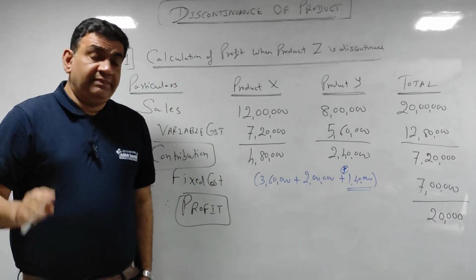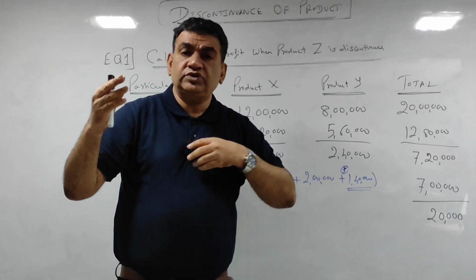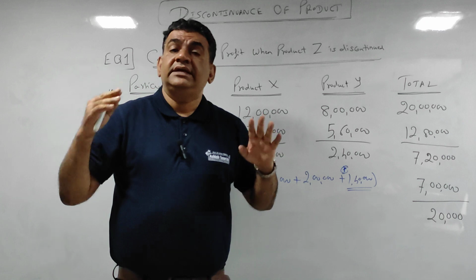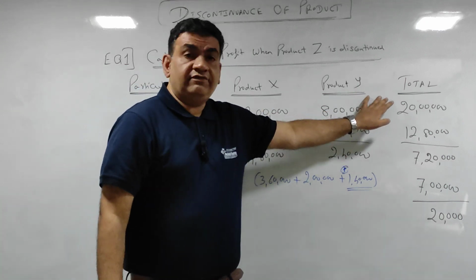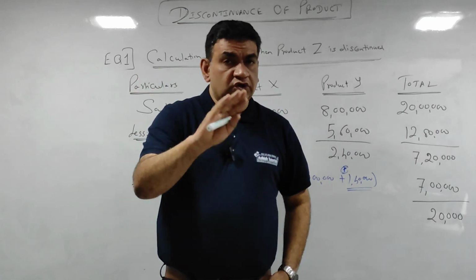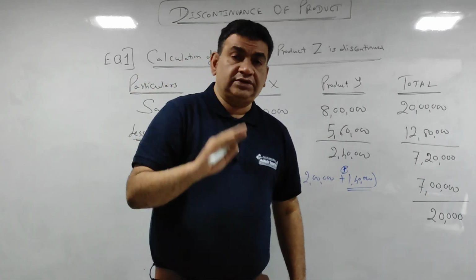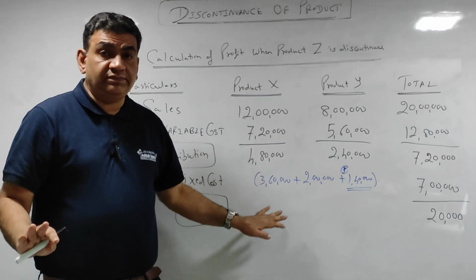If you didn't understand, I'll repeat. Z is proposed to be discontinued. The plan is to discontinue product Z. So that's why, from here, the column of product Z is out. I make only X and Y, sales minus variable cost gives contribution.